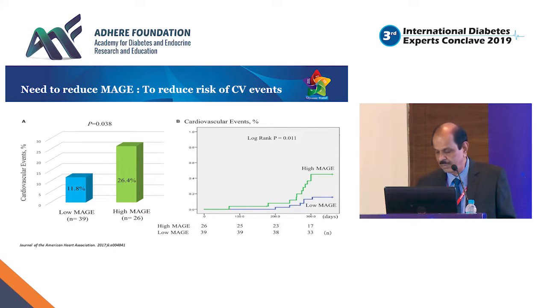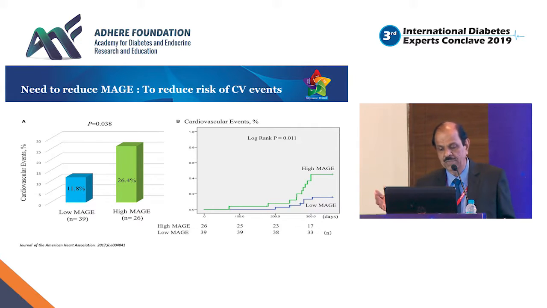Now, this is a very interesting study. It was done in Japan in about 70-year-old patients. They picked up 65 patients who are non-diabetic, and these patients were having coronary artery disease, and they were planned to do an angiography and angioplasty. And before that, they had undergone a 48 hours glucose monitoring system.